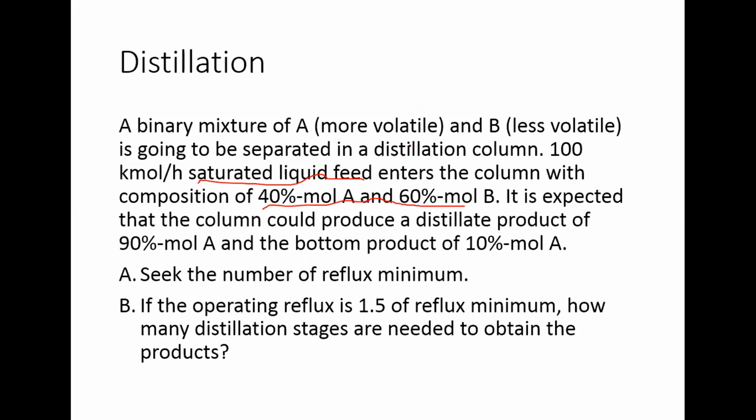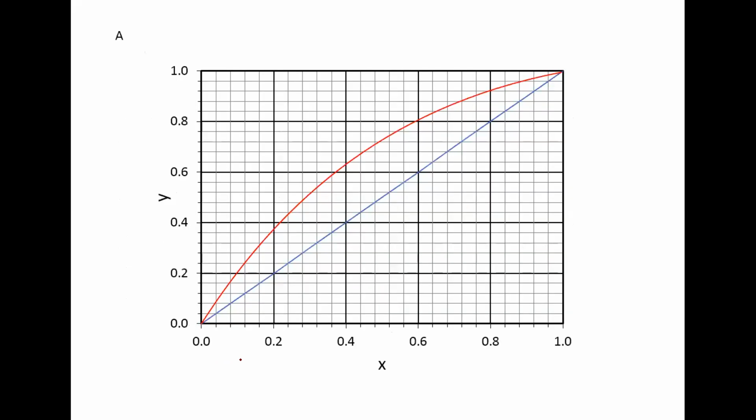Okay, and then we are expecting a distillate product containing 90% of A and the bottom product containing 10% of A, right? And you have to seek the minimum reflux, the minimum reflux number. And the B1 is determining how many equilibrium stages are needed to obtain the product, right? Okay, so most of you, I think, already got the point of designing the distillation column.